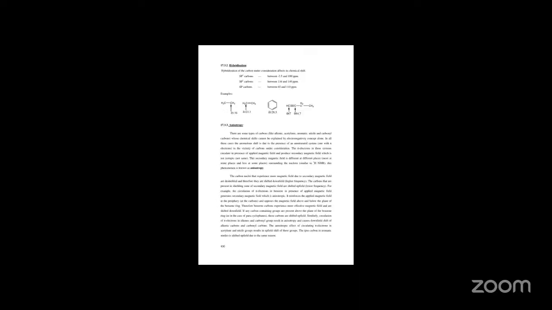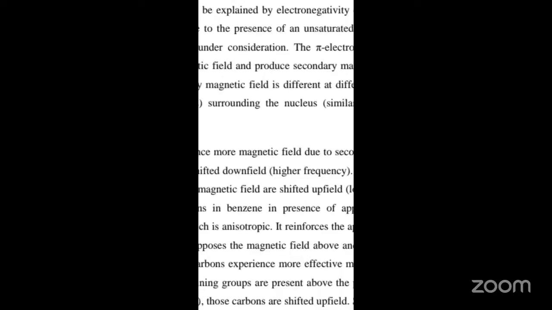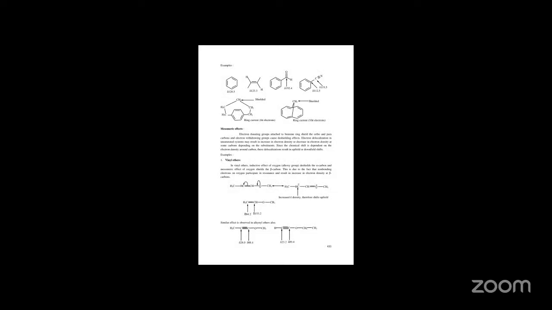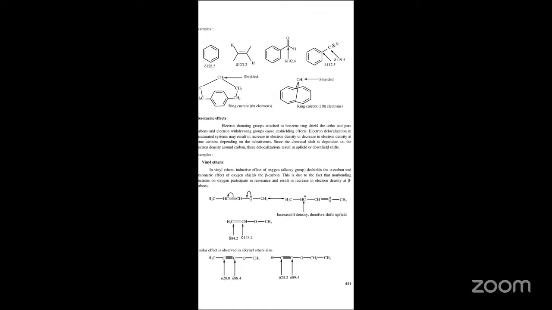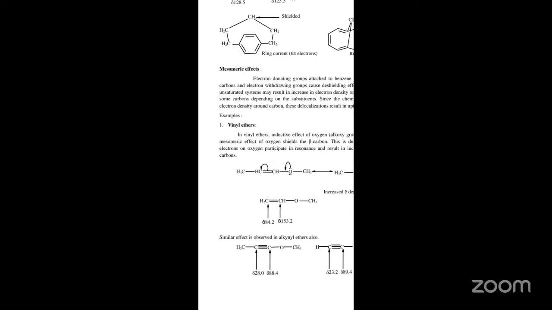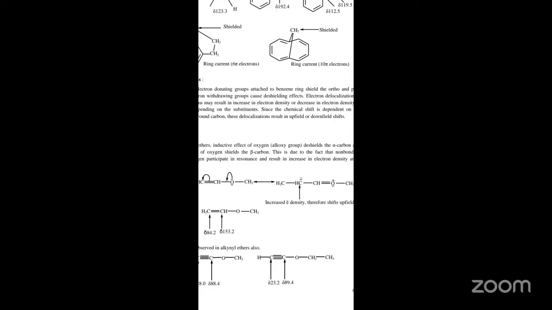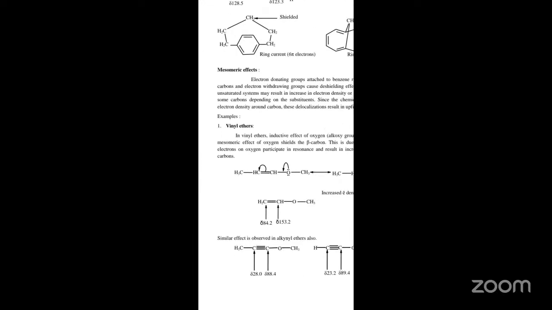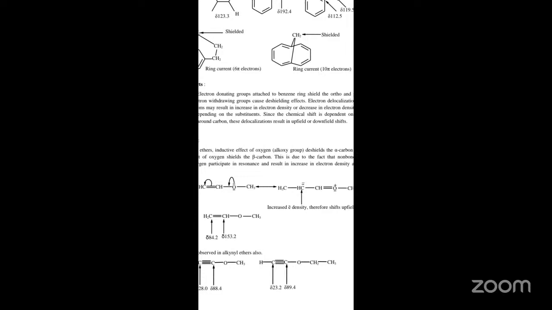And the anisotropic effect. Where the induced effect is unequally distributed in the molecule, it is called the anisotropic effect here. Okay, so due to the anisotropic effect, the carbons show different delta values. Okay, the mesomeric effect. So generally here the mesomeric effect means the delocalization of electrons here. So the presence of an electron withdrawing group is causing the deshielding effect here.